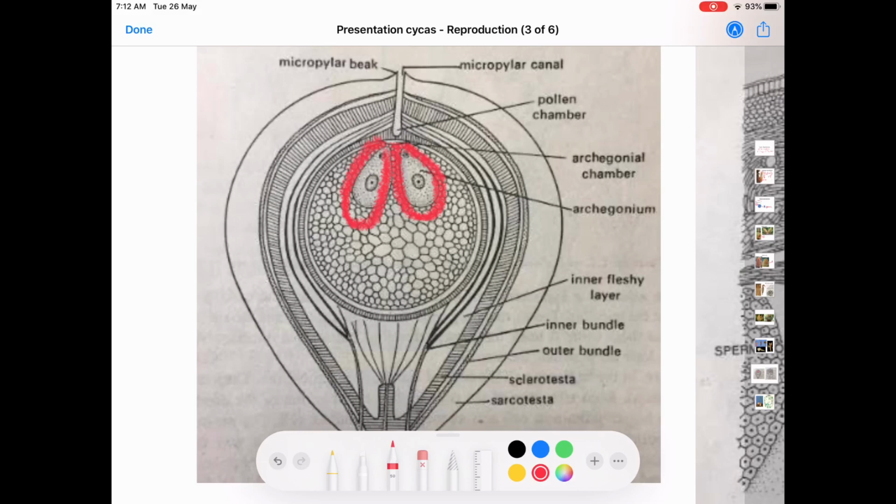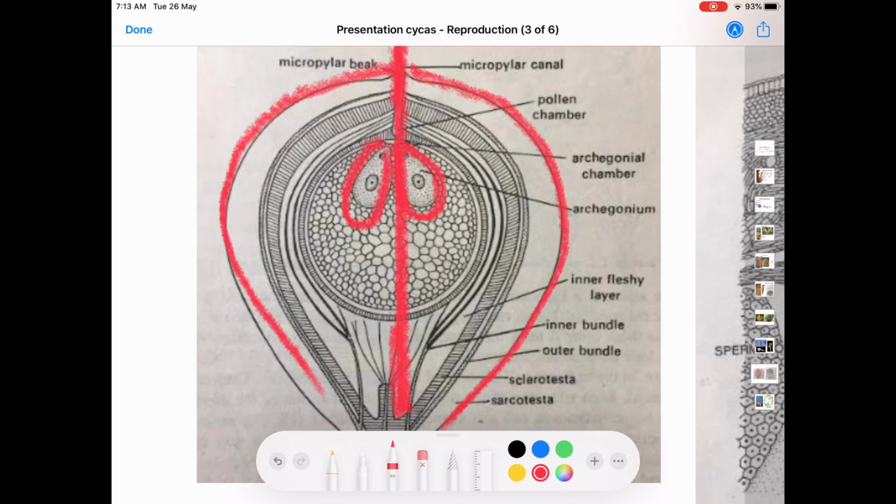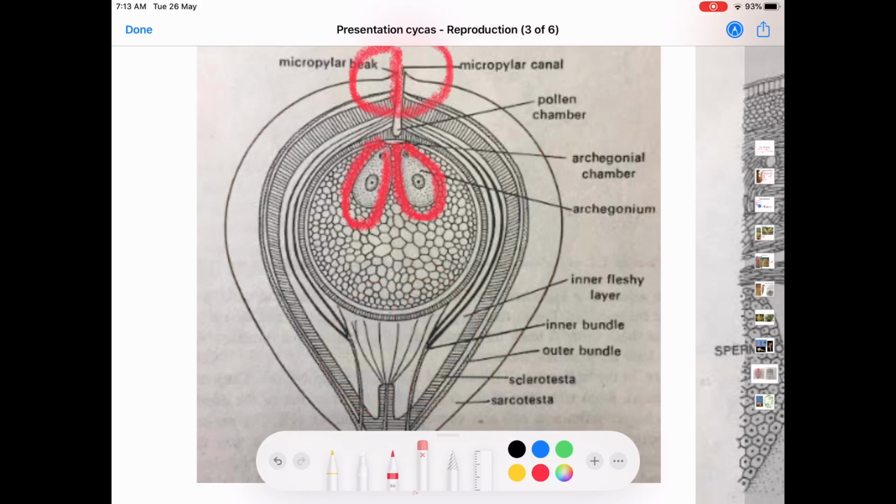The megasporangium will be orthotropous. That is, the micropyle and the chalaza will be on the same line. See this. This region is known as the micropylar region, and this region is known as the chalazal region, and even it is on the same line, this is known as the orthotropous arrangement. In Cycas, the ovule is orthotropous.